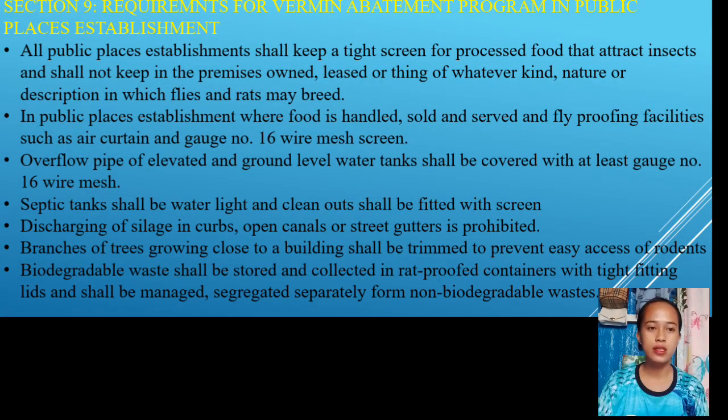Next section is under Section 9, Requirements for Vermin Abatement Program in Public Places Establishment. So, first, all public places establishment shall keep a tight screen for processed foods that attract insects, and shall not keep in the premises they own or lease, these or things of whatever kinds, nature or descriptions in which flies and rats may breed. So in public places, establishments where food is handled, sold, and served, employ proofing facilities such as air curtain and gauge number 16 wire mesh screen.